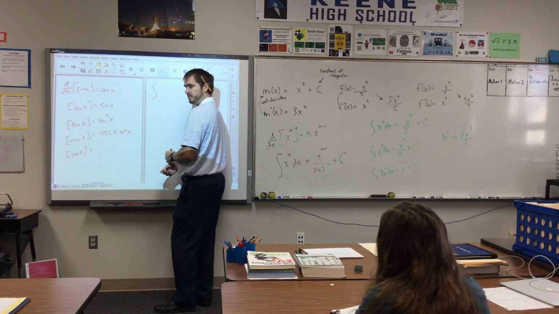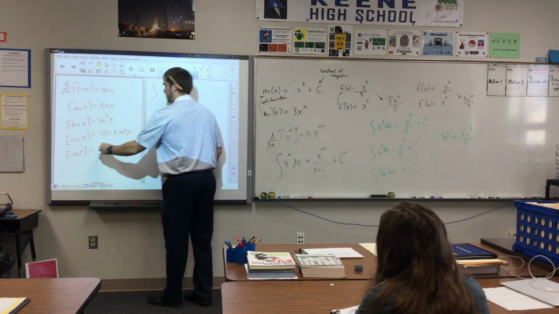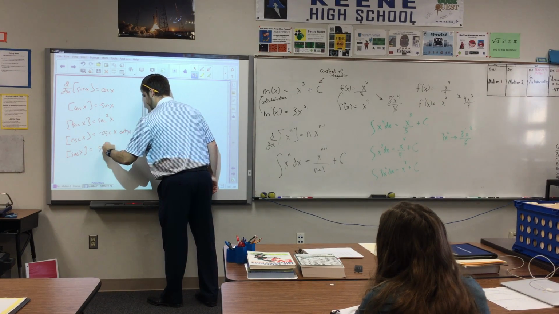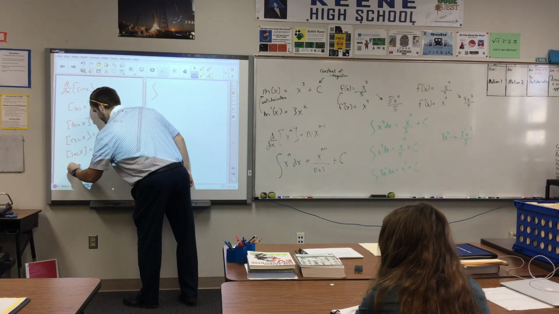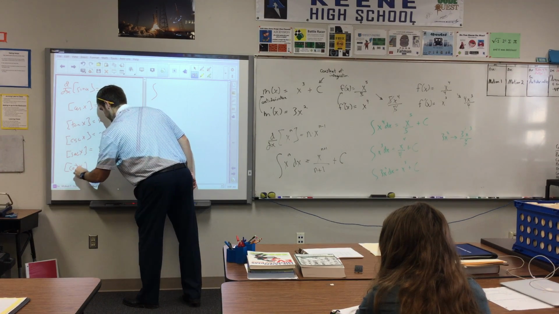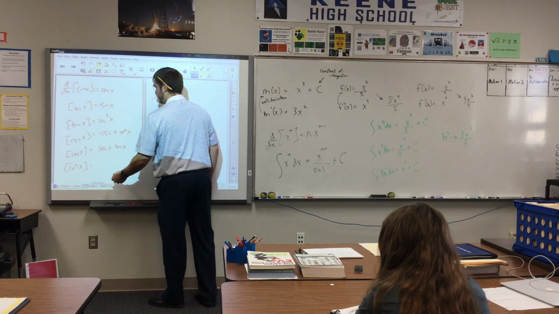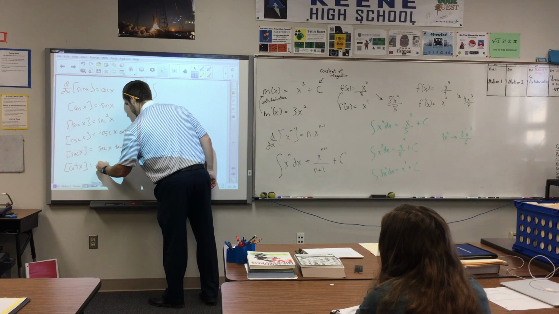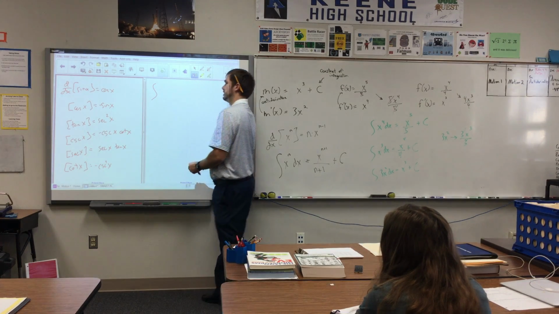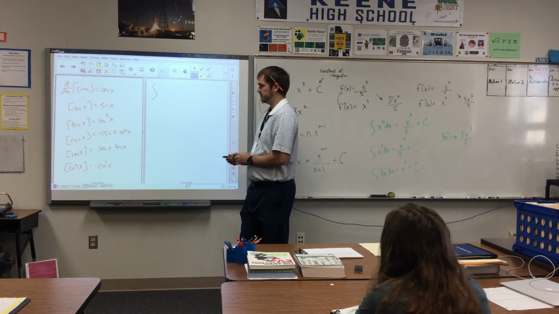Derivative of secant? Secant x tangent x. And the derivative of cotangent? Negative cosecant squared. Tangent.